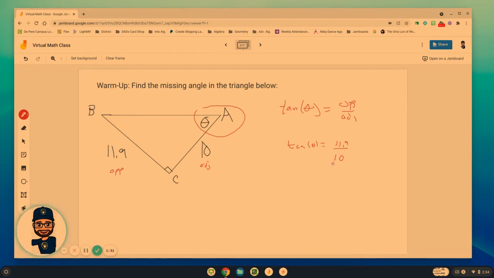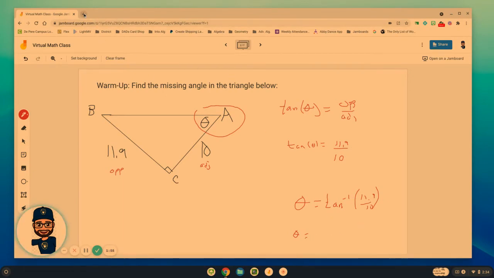And if we want to solve and get theta by itself, that means we're taking the tan inverse of both sides. And so we need to figure out the tan inverse of 11.9 divided by 10. This is where we will round. This is more acceptable here. We don't have square roots.